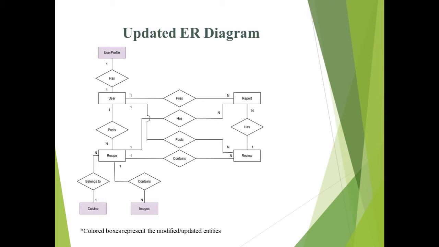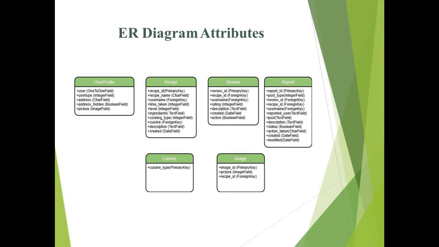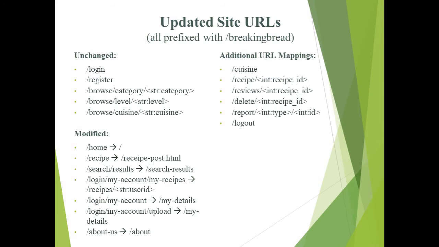images, and cuisines. The user profile stores attributes such as address and profile picture, which are not there in the built-in user model. As for the ER diagram attributes, we decided to separate the recipe images and cuisine type attributes from the recipe model, as this provides the user the flexibility to upload more images and add new cuisine types. As a result, some of the URL mappings were modified and others are added as seen on the slide.